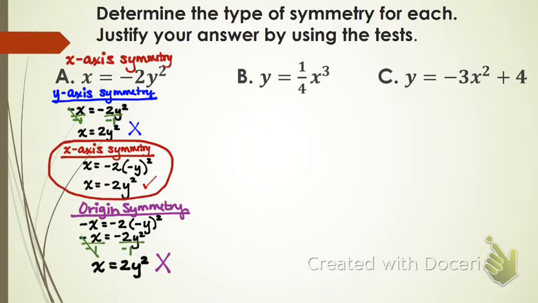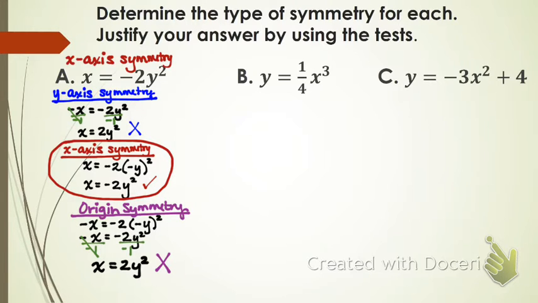Lines, if you think of drawing a line, almost all lines, if you fold it on the y-axis, it's not going to match up. If you fold it on the x-axis, it's not going to match up. If you rotate it around the origin, it's not going to match up. It's possible for these equations to have more than one type of symmetry. That's why we do all three checks.